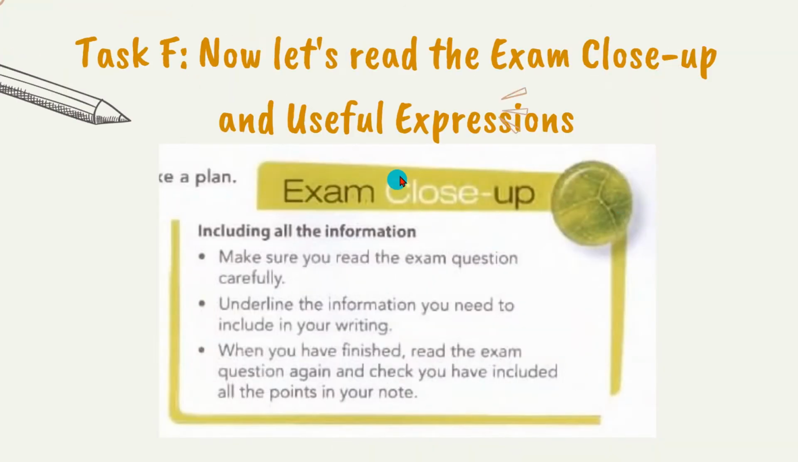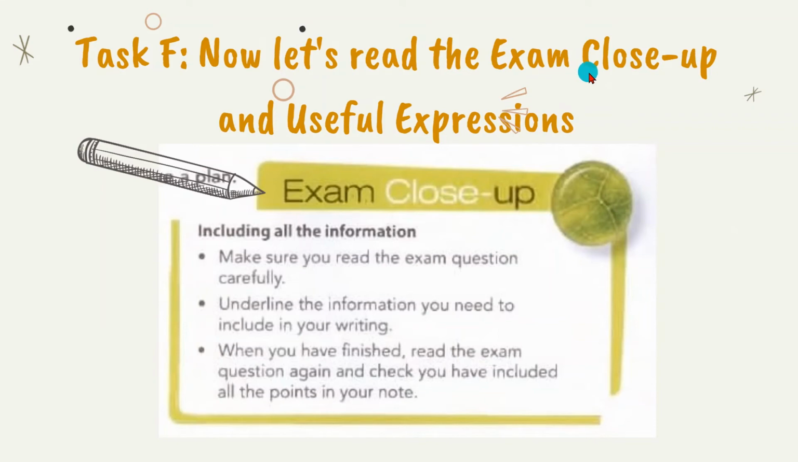Now for task F, you have to read the exam close up and useful expressions. Exam close up, including all the information. Make sure you read the exam question carefully. What does the question want you to write about? And you underline the information you need to include in your writing. If you do not include the information that is needed, your marks might not be very high, so you have to include all the information that you need.